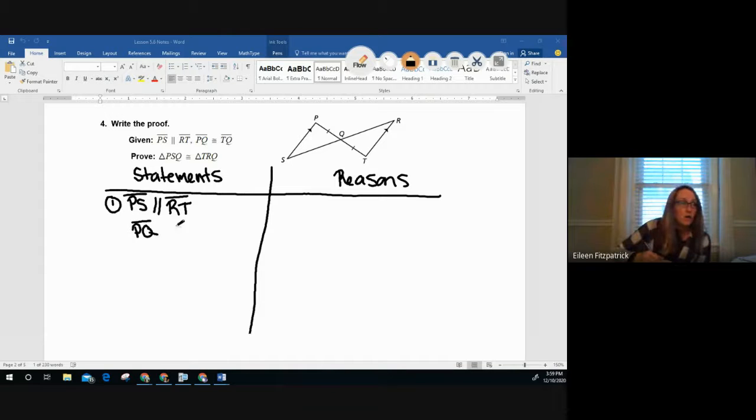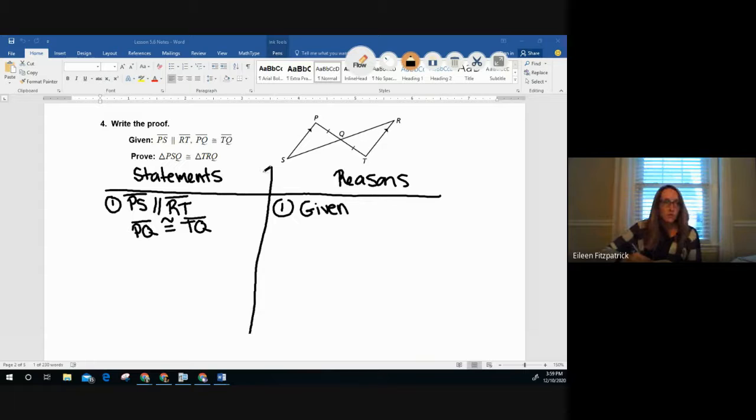Also, when looking at your diagram, don't forget to look for vertical angles. Don't forget to look for the reflexive piece. Don't forget to look for linear pairs, right? Things that you can look at a diagram and mark and justify them, right? Without even being given the information, but just by looking at the diagram. Those are things you might want to include in your proof.